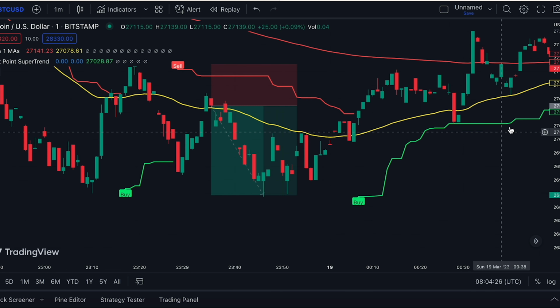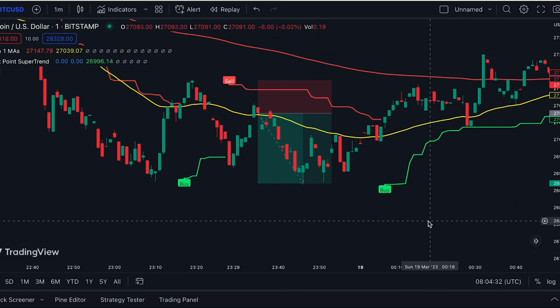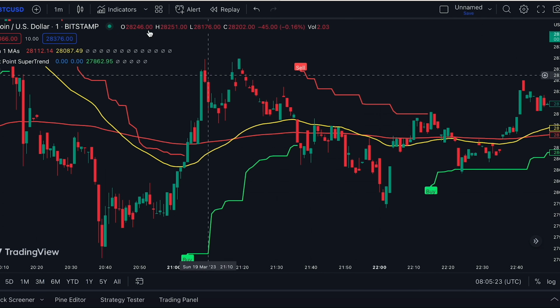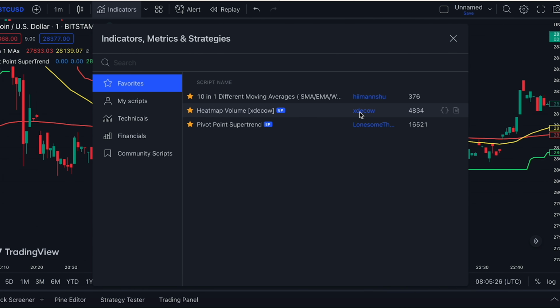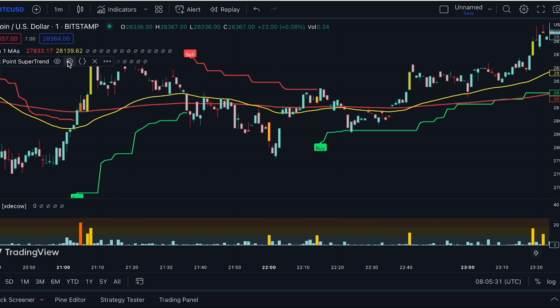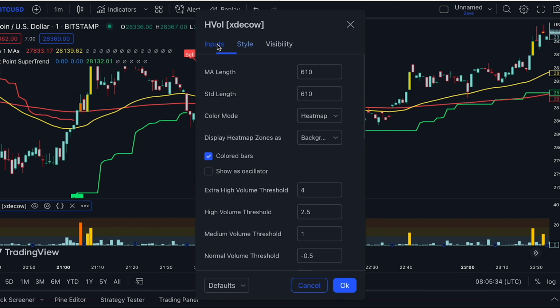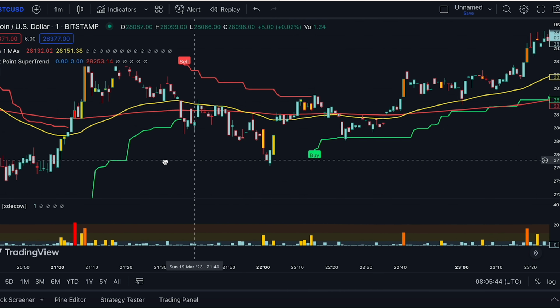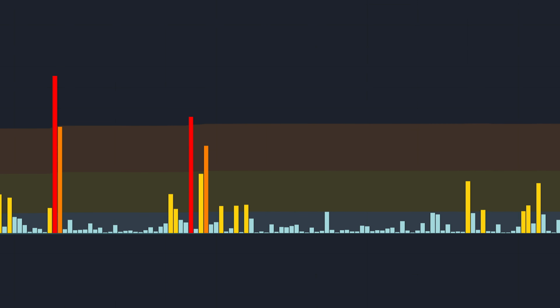However, such a strategy would be incomplete without the third piece, which is a volume indicator. There are dozens of volume indicators available, but Heatmap Volume by XD is highly recommended for this strategy. When adjusting the settings, make sure to change the extra high volume threshold to 3, the high volume threshold to 1.5, and the medium threshold to 0.2. This indicator colors the volume bars and candles based on the volume traded. Extra high volume is colored in red, high and medium volume are colored in orange and yellow, and low volume bars have light blue and blue colors.